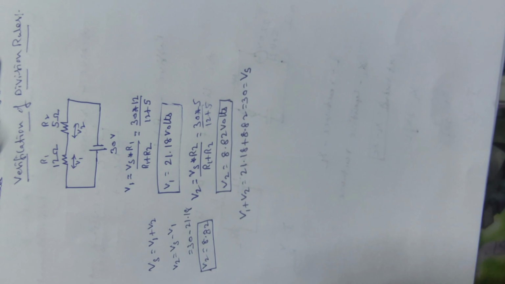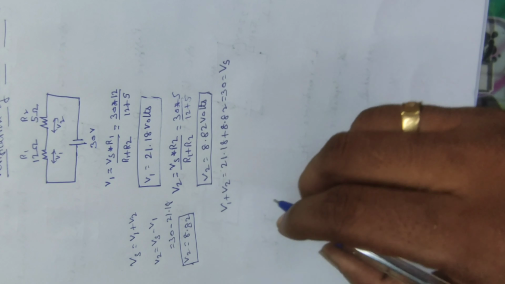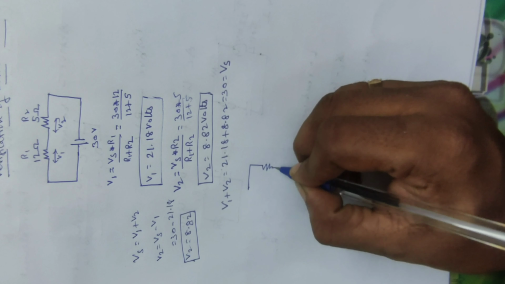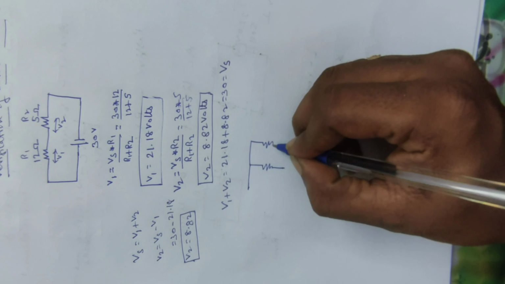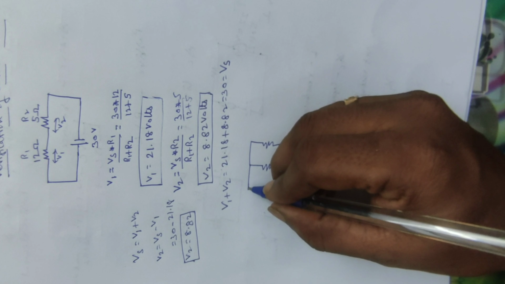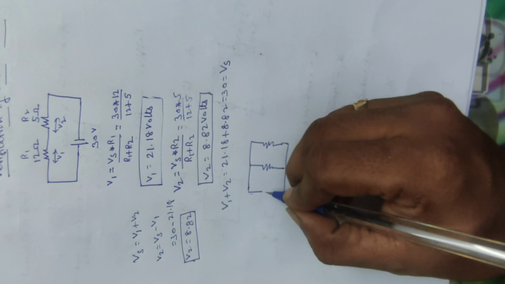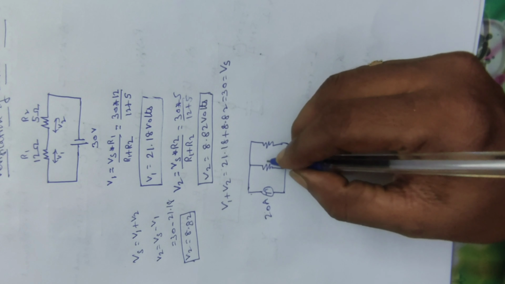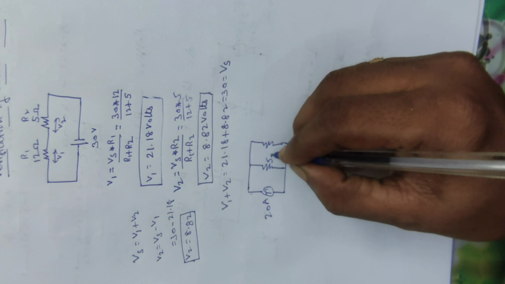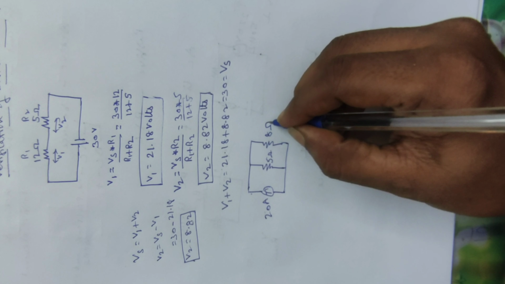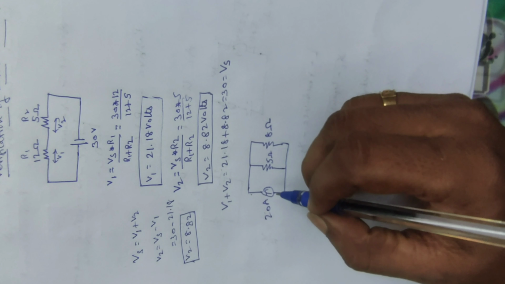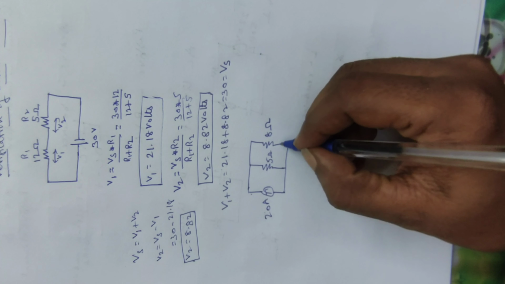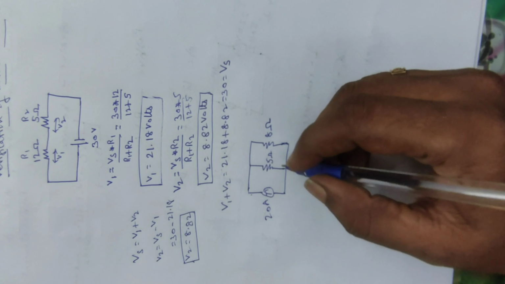Now we are going to verify the current division rule on parallel resistances. As an example, I am taking this parallel resistance, and I am taking my total current as 20 ampere, with this resistance 5 ohm and this 8 ohm. We need to check whether this 20 is dividing into two, and if we add these two derived values, we get the total source current or not.